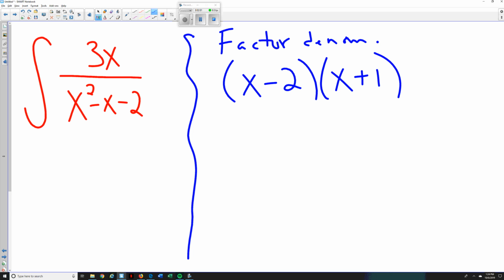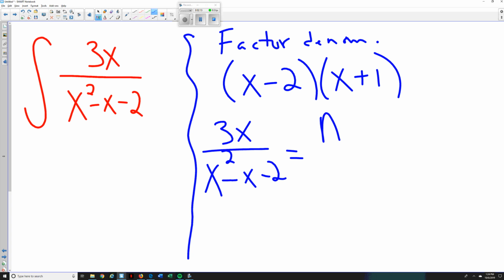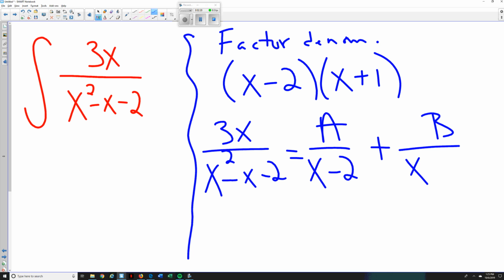And so then we're going to write this equation, 3x over x squared minus x minus 2, and it's going to equal a over x minus 2 plus b over x plus 1. So when we factor, we just write it as linear factors here, all right?